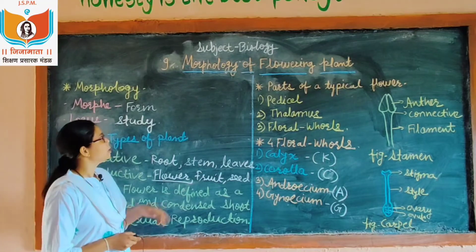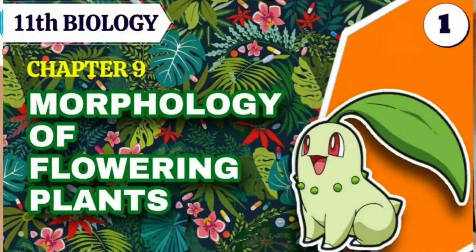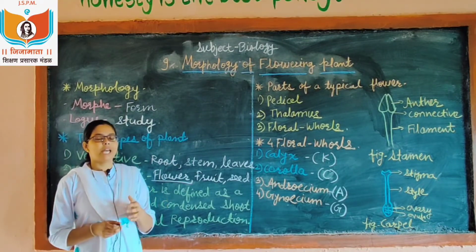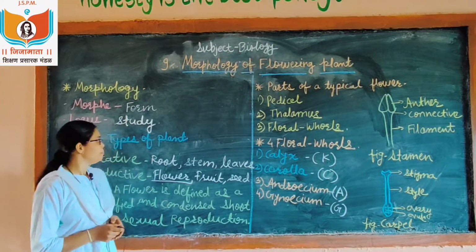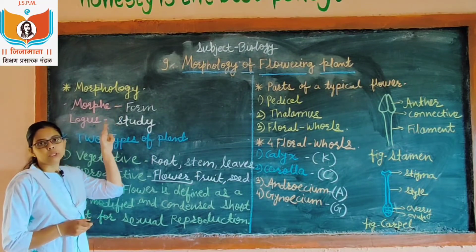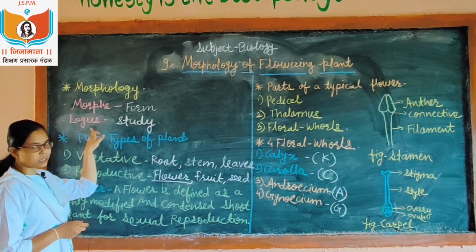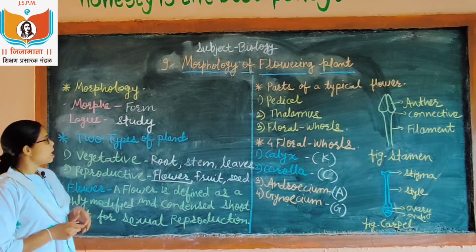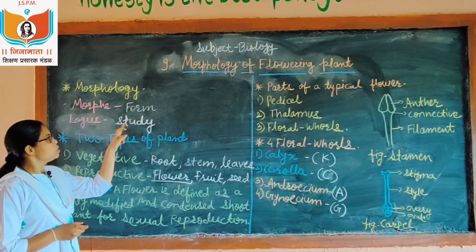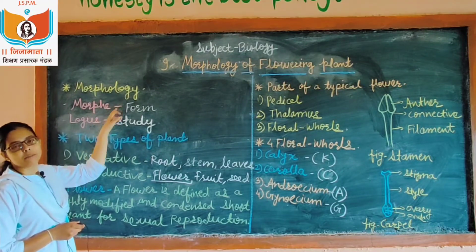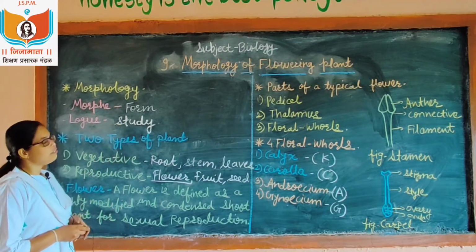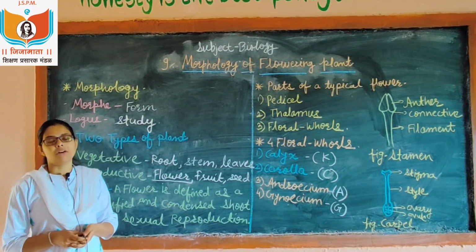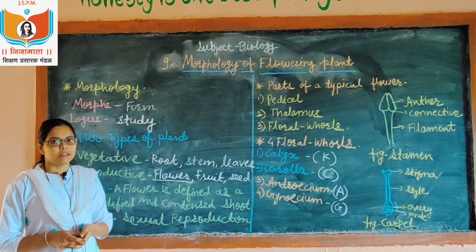11th, 9th chapter. The name of the chapter is Morphology of Flowering Plants. So firstly we describe what is the morphology and what is the flowering plant. Morphology is derived from two Greek words, morph and logos. Morph means form, external structure or external appearance, and logos means study. So from these two words and their meanings, we can define morphology as the study of visible form, external structure or external appearance.